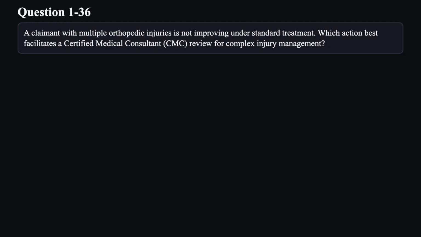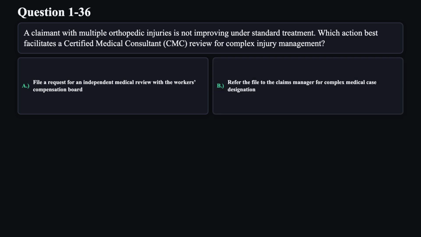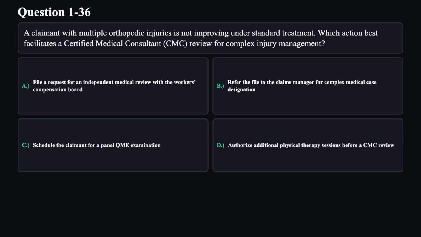Question 36. A claimant with multiple orthopedic injuries is not improving under standard treatment. Which action best facilitates a certified medical consultant CMC review for complex injury management? A. File a request for an independent medical review with the Workers' Compensation Board. B. Refer the file to the claims manager for complex medical case designation. C. Schedule the claimant for a panel QME examination. D. Authorize additional physical therapy sessions before a CMC review.